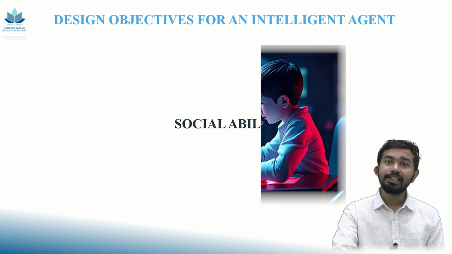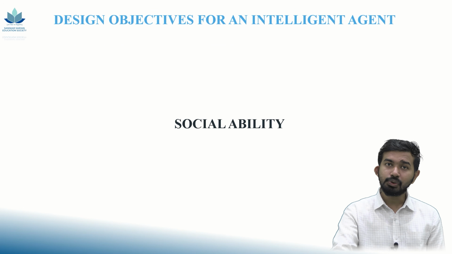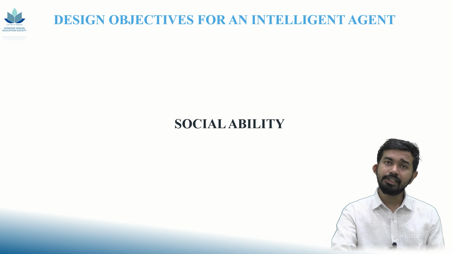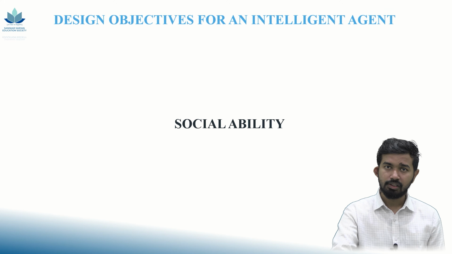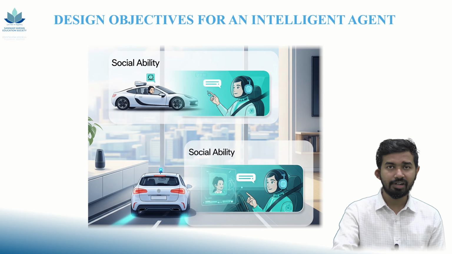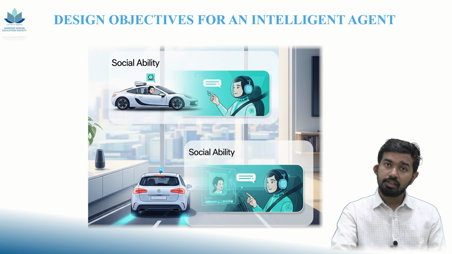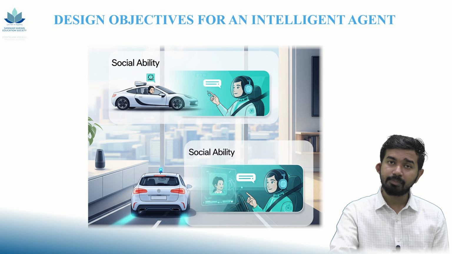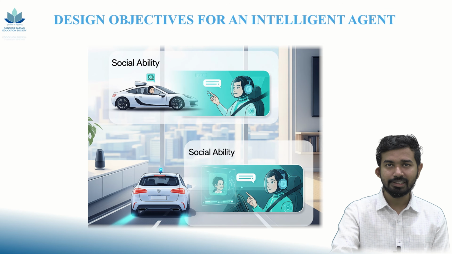And the last one is social ability. Now, what is social ability? For example, the agent is performing some action in the environment, such as an automatic car driving system. There will be many cars at the same time. The agent has to cooperate with the other cars. So that is social ability.